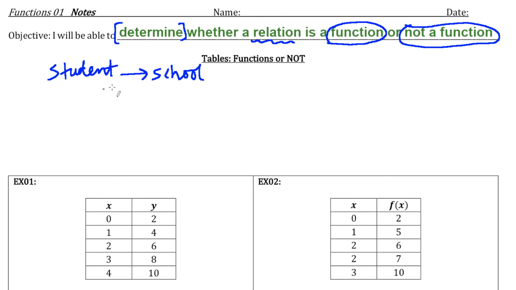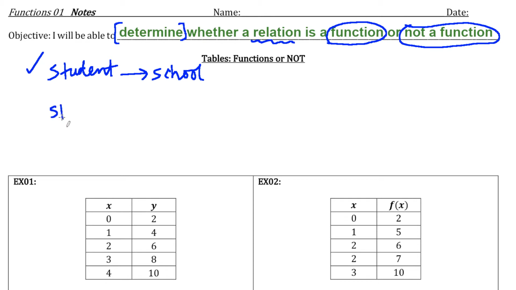A student can go to one school at a time. Like if they go to Daggett Middle School, they do not go to Rosemont Middle School. They can't go to two different schools at the same time. So this one is good, right?